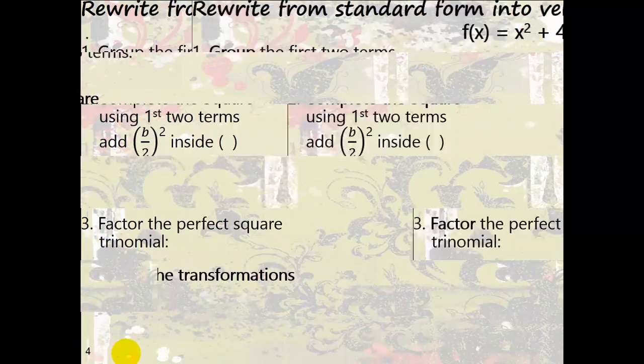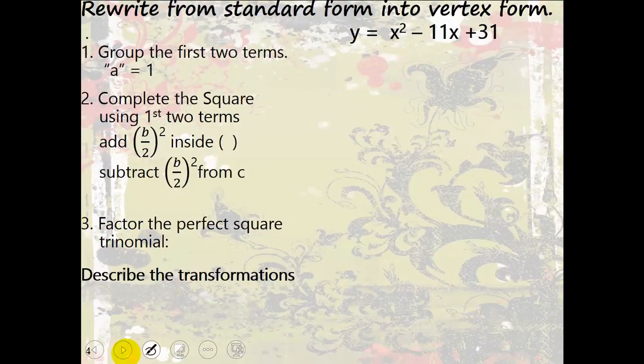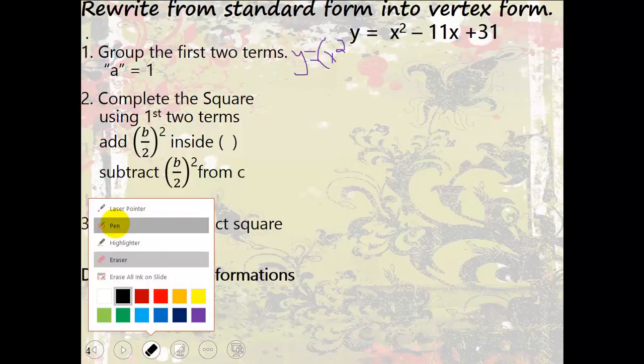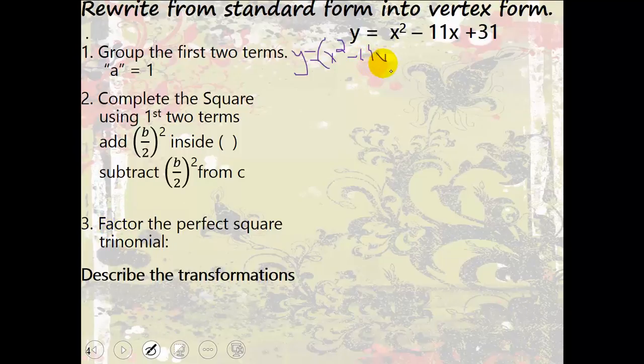This one's going to give us a fraction, but we're not going to be afraid. So we're going to group the first two terms. Notice that this one is y. F of x and y are the same thing. X squared minus 11x plus 31. I'm going to complete the square on the inside here. So I get y equals x squared minus 11x.